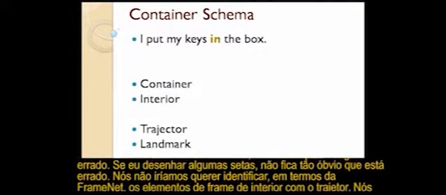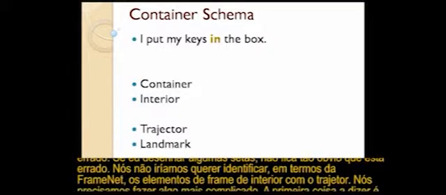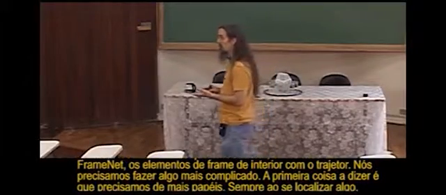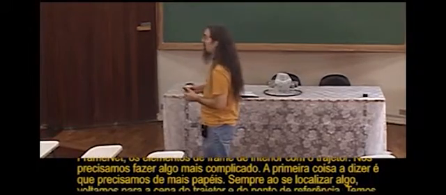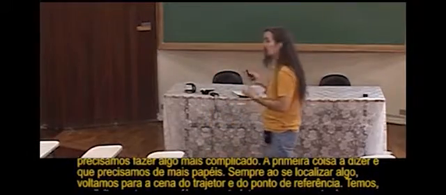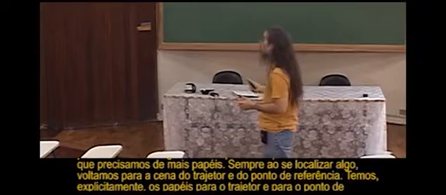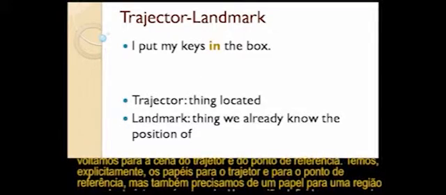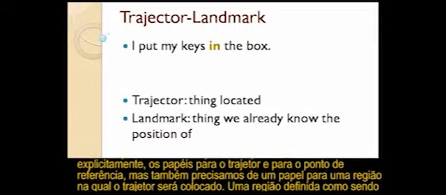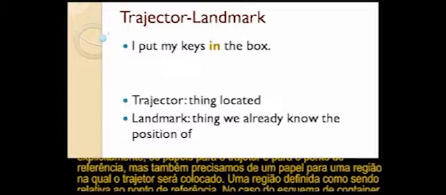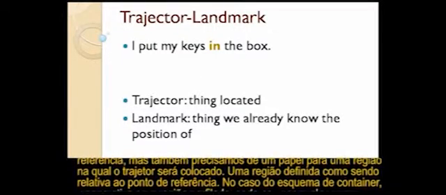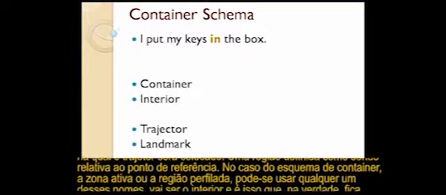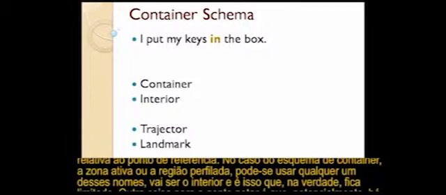Okay? The first thing to say is that we need more roles. Whenever we're locating something, going back to the trajector landmark scene, we explicitly have the roles for the trajector and the landmark. But we also need a role for a region that the trajector is going to fit inside of, and that region is defined relative to the landmark. In the case of the container schema, the active zone or profiled region, you can use either name, is going to be the interior. And that is what actually gets bound.